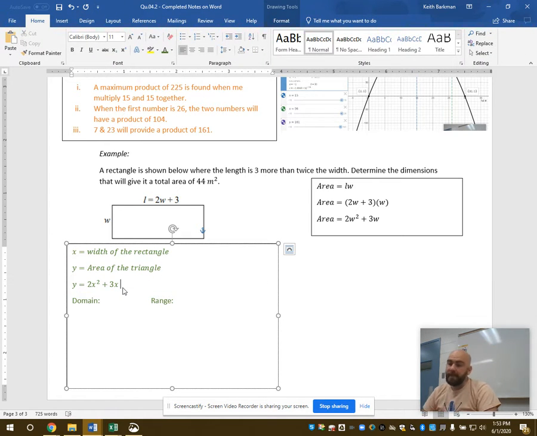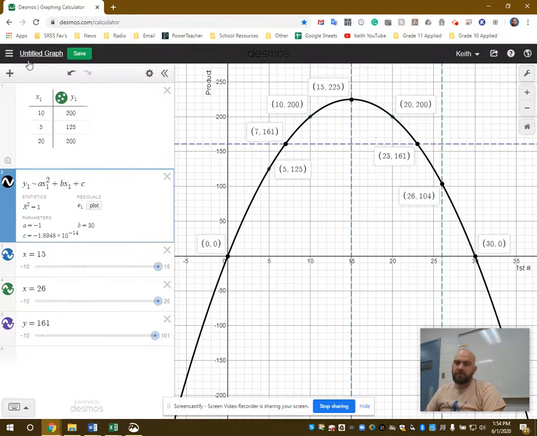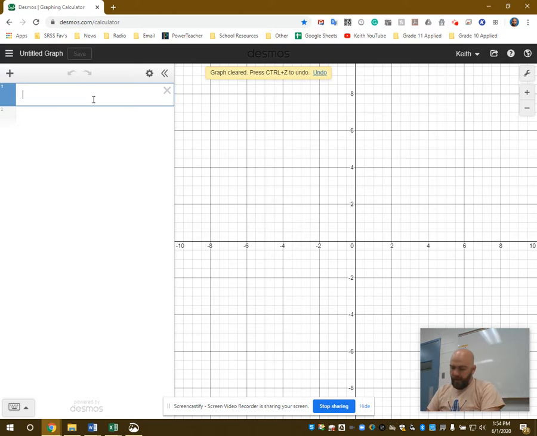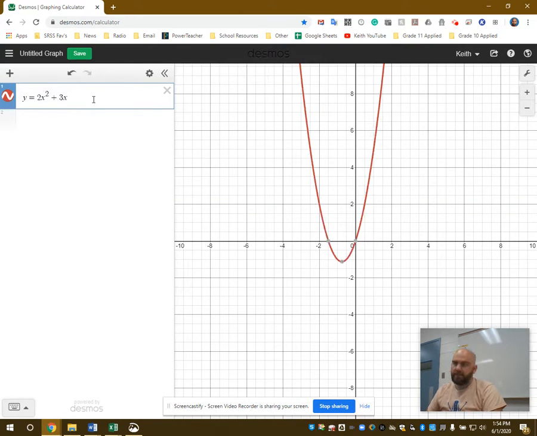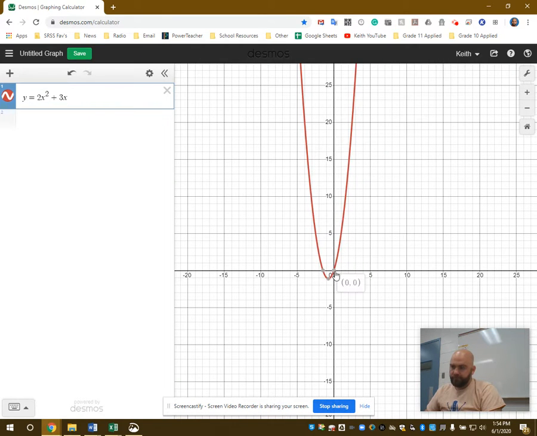Now we had to create that equation using some of the knowledge that we have, as well as the piece of information that we had. Our domain and range we'll get to in a little bit. We need to come up with our graph first. So let's go to Desmos, and we're going to create a new graph. Y is equal to 2x squared plus 3x. This is what we're told. All right, so here's our graph.